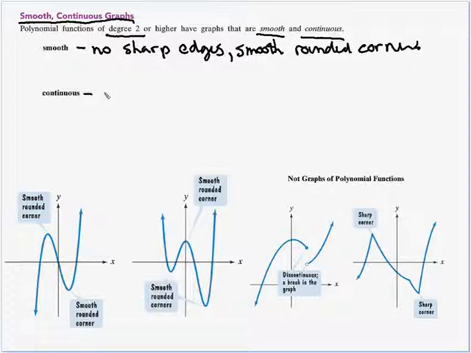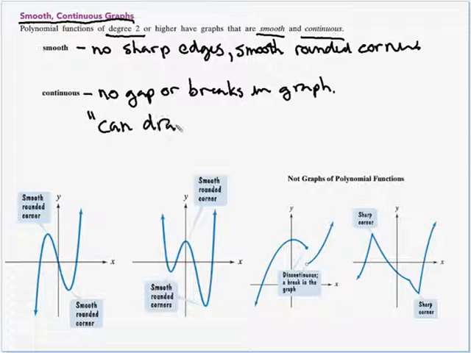Continuous just means there's no gaps in the graph. No gaps or breaks in the graph. Or to think about it a different way, you can draw the graph without lifting your pencil off the paper.